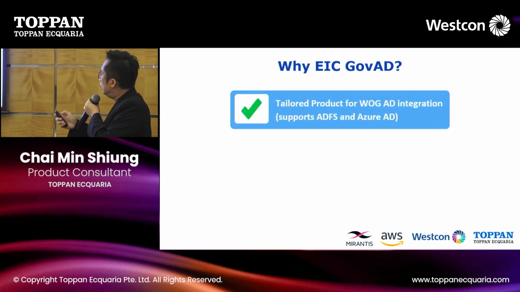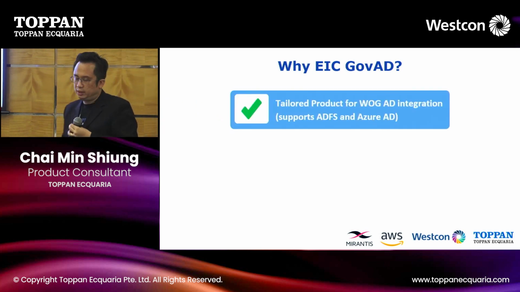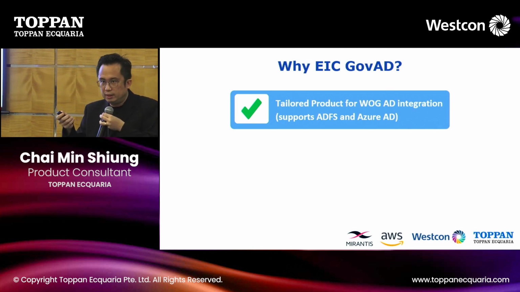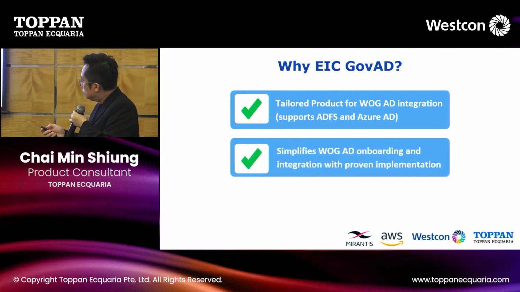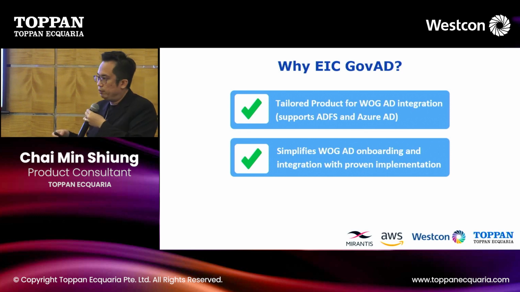Okay, why GovAD? GovAD is a tailored product for your WOG integration. It will definitely make it easier for you to do your CAM integration. It will ensure a successful implementation and reduce the individual application implementation effort with WOGAD. So it's a centralized implementation for you. It also simplifies your onboarding and integration with a proven implementation. It has been deployed before in production, it's proven to work, and it keeps things simple for your application. You will definitely meet your timeline. We will help you meet your timeline for your CAM integration.